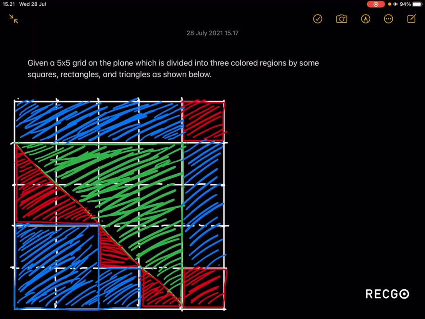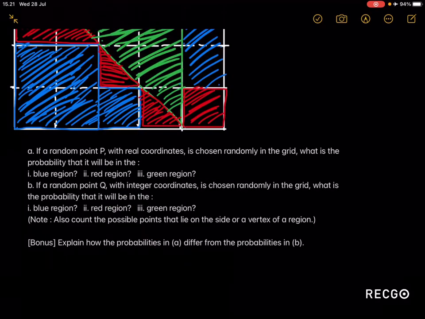Here we're going to look at another probability related question. We're given a 5 by 5 grid on the plane, which is divided into 3 colored regions by some squares, rectangles, and triangles as shown below. If a random point P with real coordinates is chosen randomly in the grid, what is the probability that it will be in the blue region, red region, and the green region?